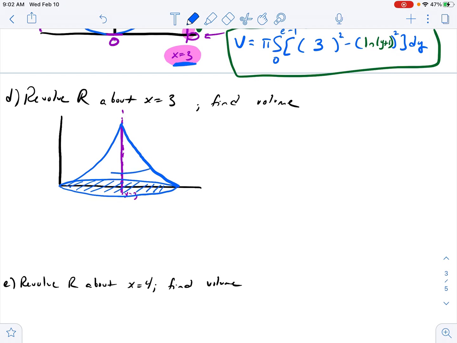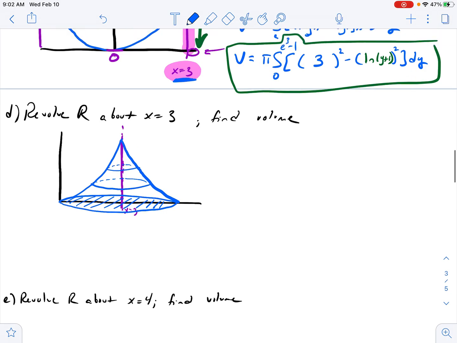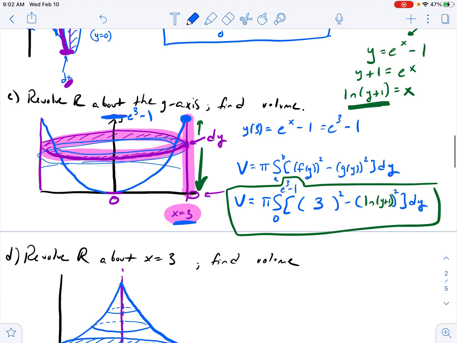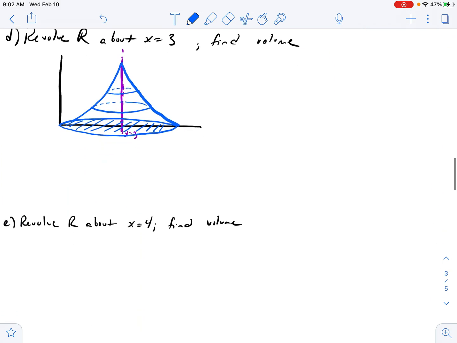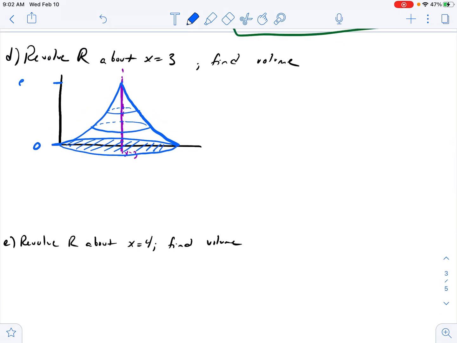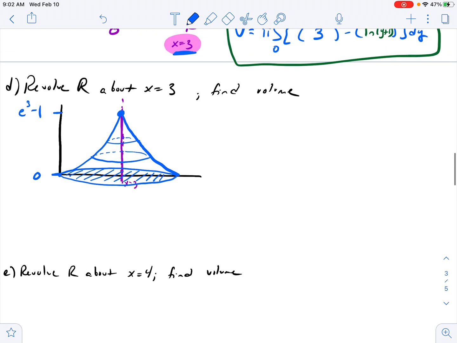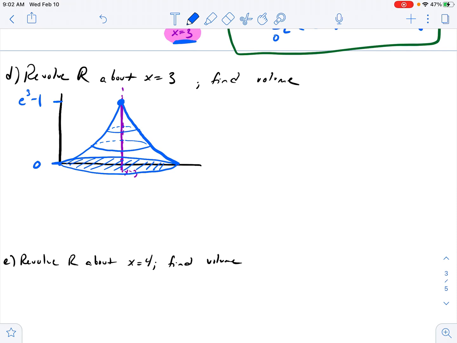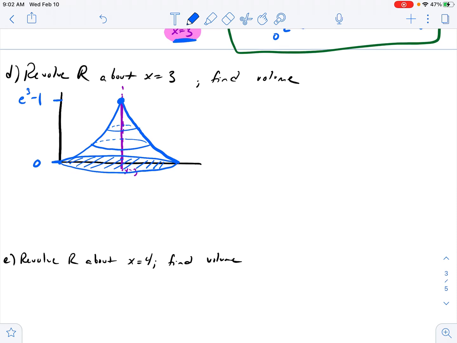And how are these disks oriented? It looks to me like they're low to high. When they're low to high, integrate with respect to y. Okay, same orientation as the previous problem. So again, integrate with respect to y from low to high. Now, fortunately, we already figured out what these values were in the last problem. Okay, and now let's see how this comes into play.